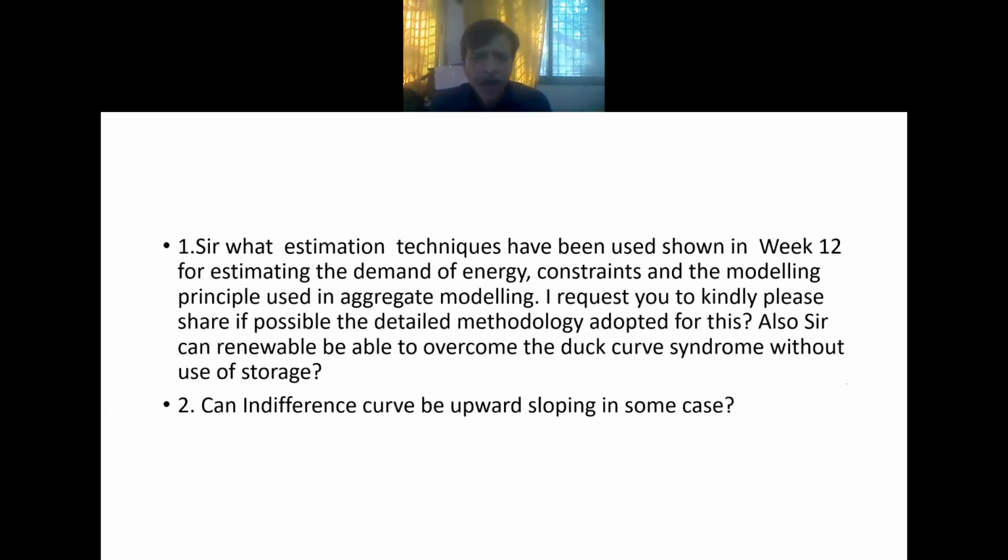Okay, so Ayush has asked what estimation techniques have been used for estimating the demand of energy constraints and the principles used in aggregate modeling, and to share, if possible, the detailed methodology adopted for this. This is in week 12, and in week 12, I had just shown you only some of the results.